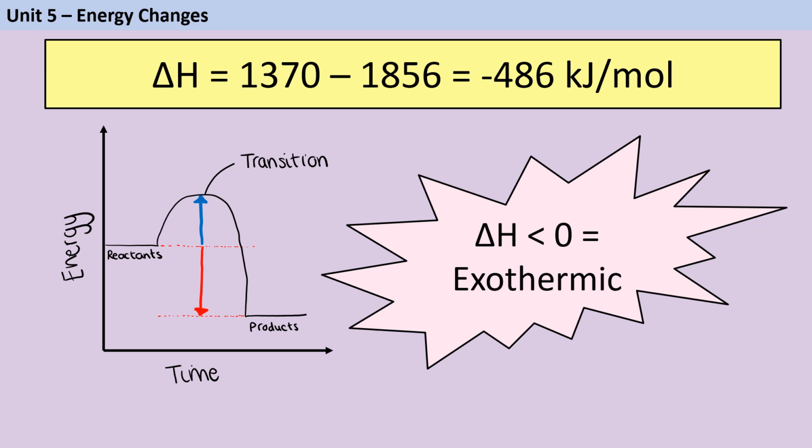exothermic. I could also work that out just by looking at the numbers and comparing the size of them, seeing that more energy is given out when making bonds than is taken in when breaking them. But personally, I think that doing it mathematically and looking for a negative number is just much easier.